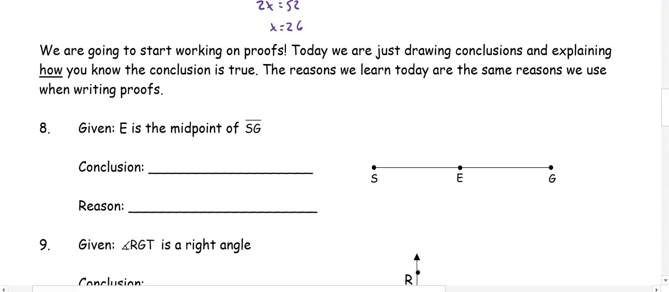So our conclusion is what happens from that information. Well, if E is a midpoint, we know that it bisects the segment into 2 congruent parts. So our conclusion then is that SE is congruent to EG. And the reason is that the midpoint divides a segment into 2 congruent segments.